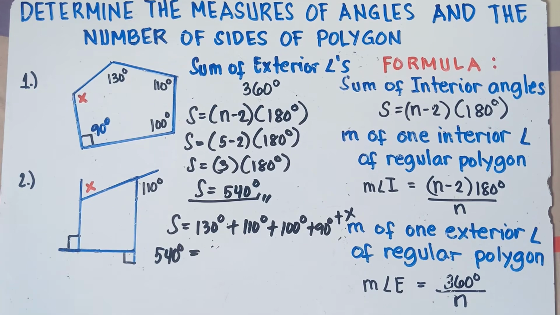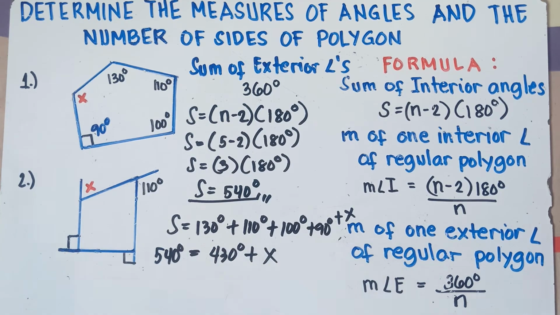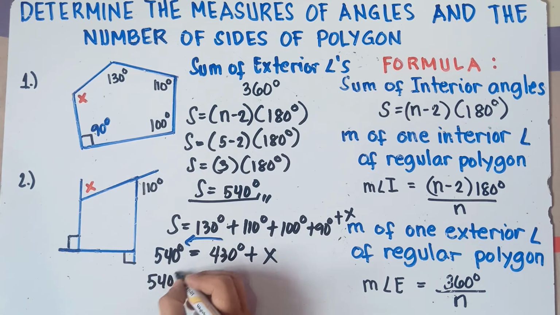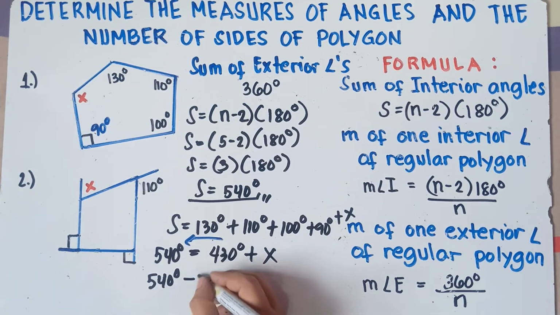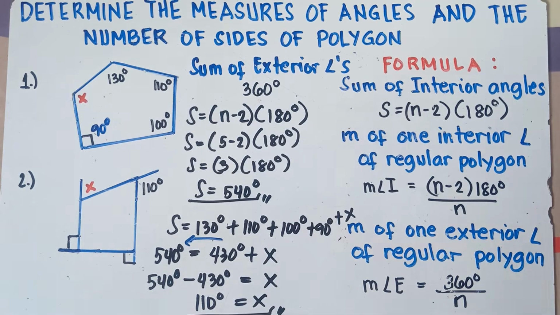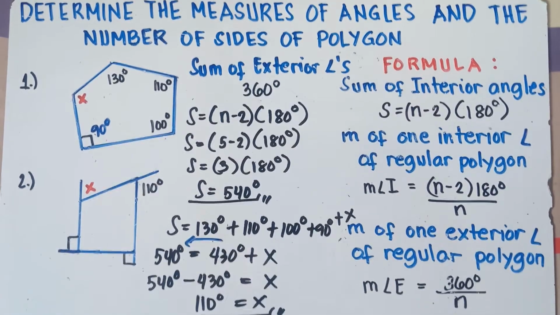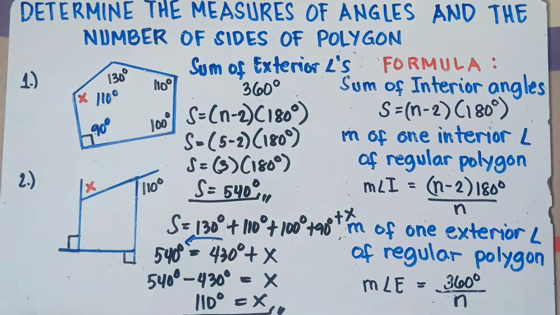So the other solution, class, because most of the students are so confused with those properties of equality. Add this up. This is 430 degrees plus x. We can simply transpose this one. So this will be 540. Once you transfer from this equal sign, you change the sign, class. This is positive, it will be negative 430 degrees equals x. So 540 minus 430, that's 110 degrees. You will have the same answer, class. So it's up to you, which do you prefer? The answer for x is 110 degrees, and we're done for number 1.